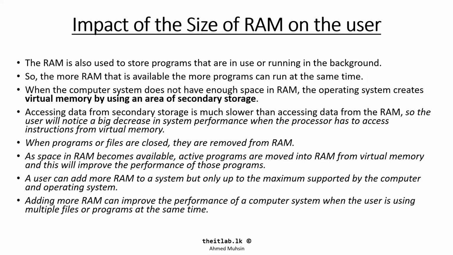Now, when the computer system does not have enough space in RAM, the operating system creates virtual memory by using an area of secondary storage. Say for example your RAM is full. There is no more space to hold any more programs. When this happens, your computer will instruct the secondary storage, which would be your hard disk, for example.